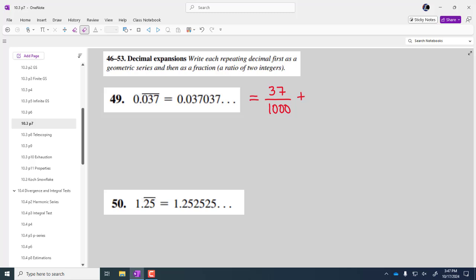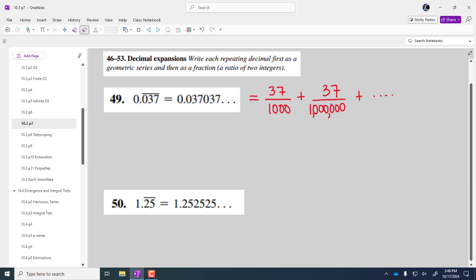Does anyone have the second fraction? 37 over 100,000? Over 1,000,000. Right, we have to add 3 more zeros, so that's going to be a million, or 1,000 squared. Yep, that's 1,000,000. That's going to keep on going.